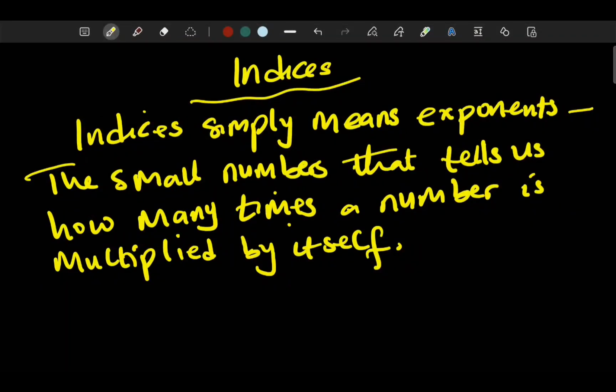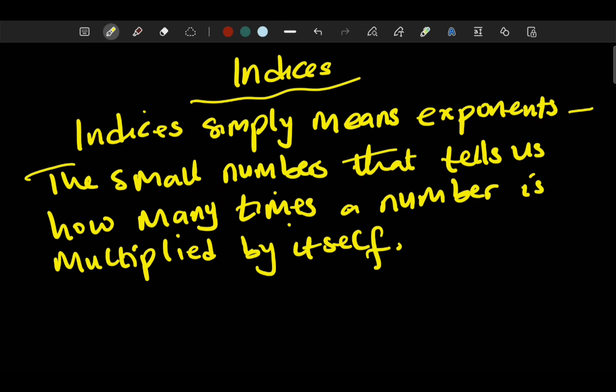Hello, everyone. In today's lesson, which is our first class today, we'll be talking about indices from scratch. Today's lesson will be focused just on the introduction to indices, the basic things you need to know about indices. So whenever you hear indices, I want you to see indices as simply the plural of the word index.